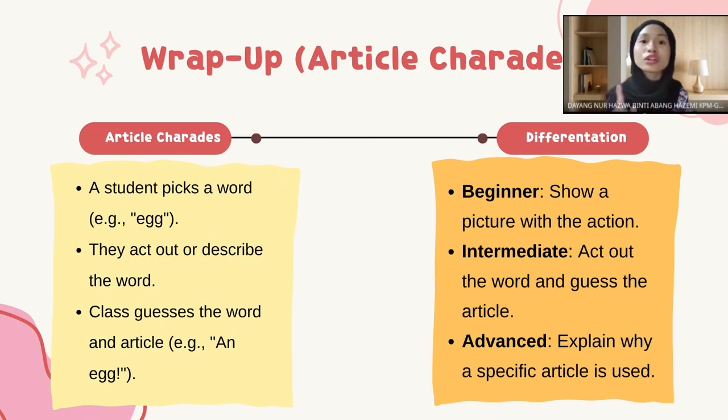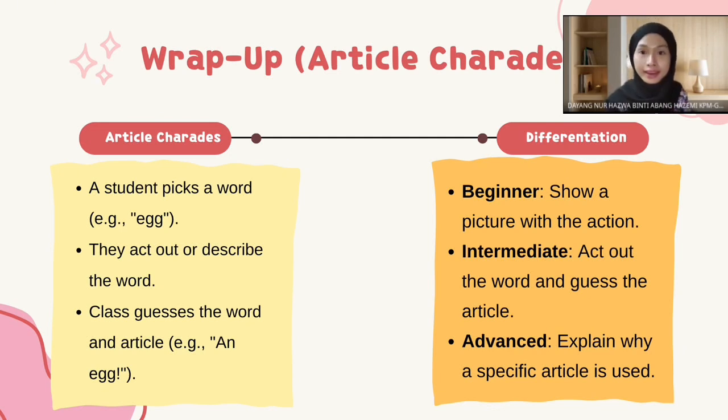So here, visual aids will help the students to understand the word better and to know the article being used for the said vocabulary. And for intermediate level, they will act out the word and guess the article. So when the words are given to the intermediate level students, they will need to act out the word based on their comprehension, their understanding of the word, and guess the article for the word.